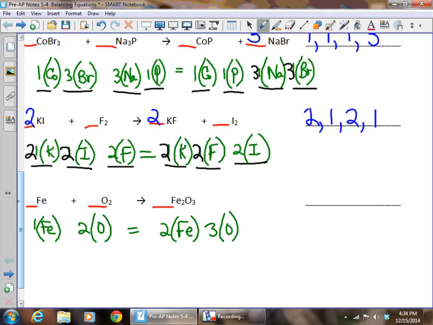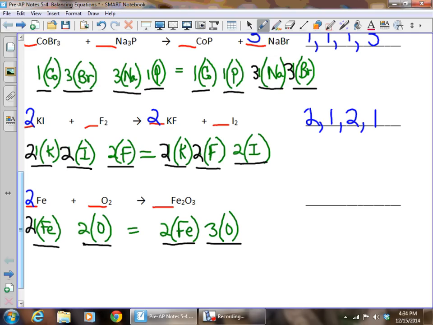Right now, it looks like with our 1 iron on the left and our 2 on the right, let's put a 2 in front of that iron, which is going to change just this below to a 2. And now that I've changed that, it looks like my irons are good, but my oxygens are not. I have 2 oxygens on the left, but 3 on the right.